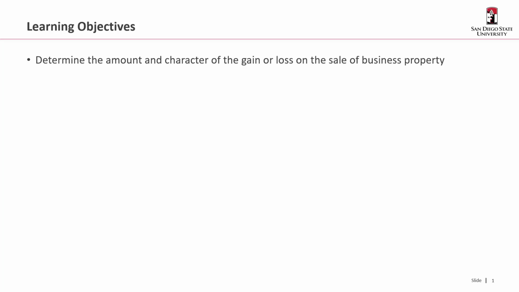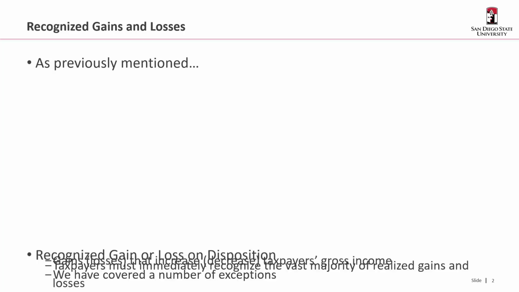So we really only have one learning objective, and that's to determine the amount and character of the gain or loss on the sale of business property. And we're going to see that really we've covered the amount, right? We've beat that to death to this point in the course. Amount realized minus adjusted basis, realized gain, generally recognized gain. We've talked about the handful of things that aren't recognized gains. Now it's all about character.